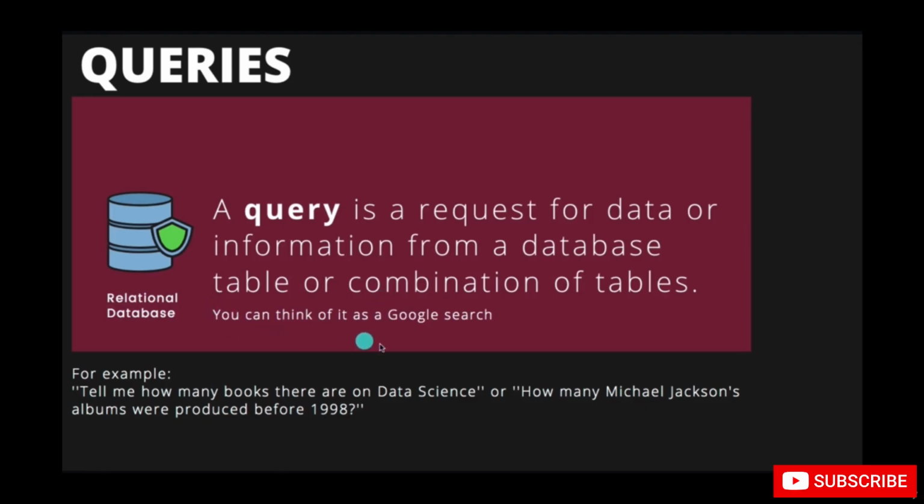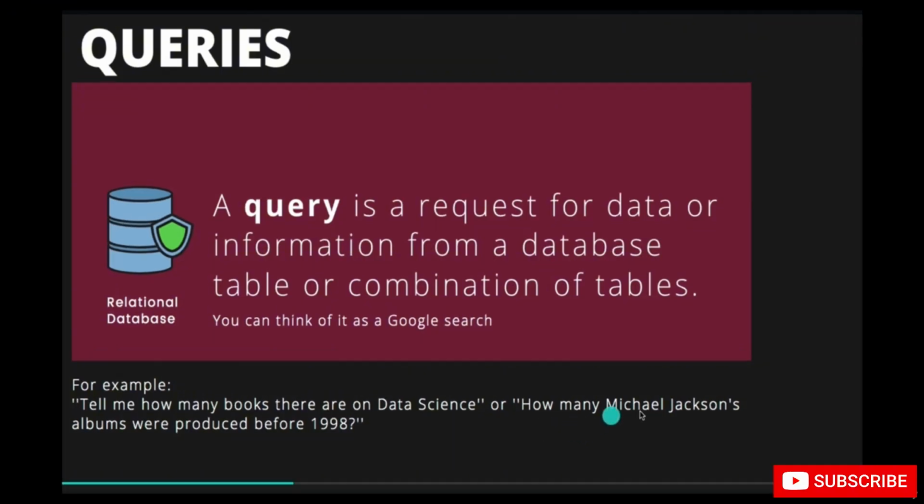So the example that I showed you earlier: if you go to Google and type in something, you are making a query. You are querying the Google database to give you back some kind of data or information. So let's say you have a database and your manager asks you, tell me how many books there are on data science. Your manager wants to know how many books are in the bookshelf or in the shop, so that if there are fewer books, maybe the manager can import more or put more in stock. Or maybe your manager says, how many Michael Jackson albums were produced before 1998?